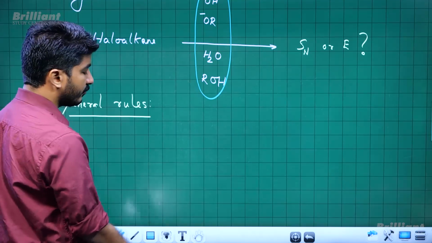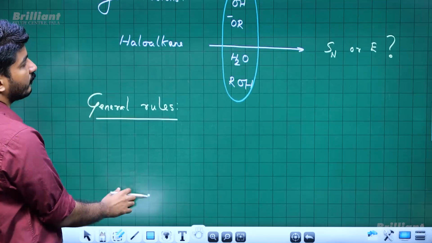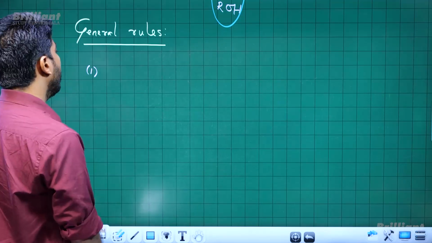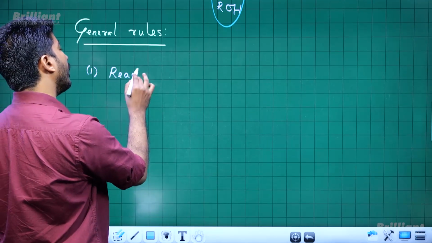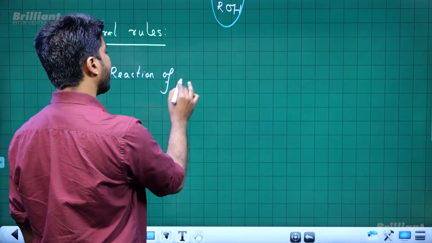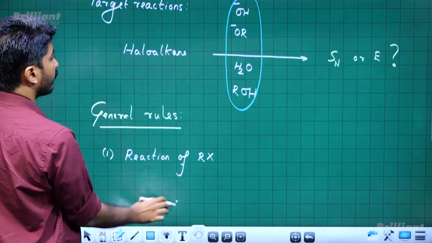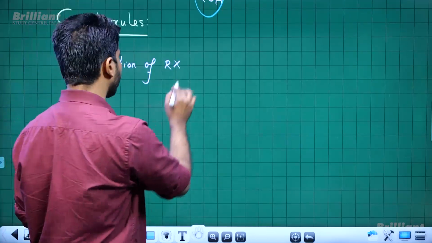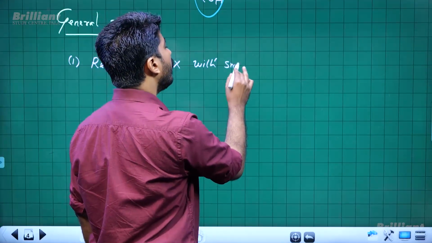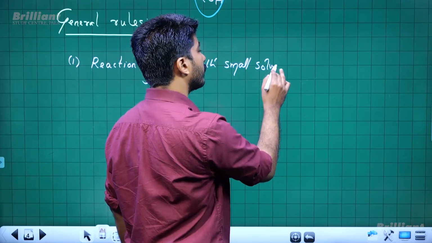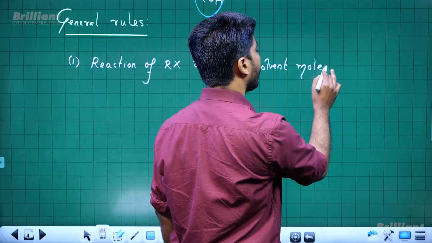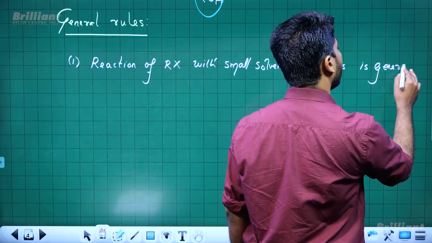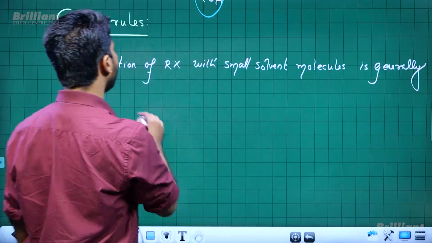Let's list down some general rules regarding these reactions. First of all, the reaction of haloalkanes. Haloalkane, let's denote RX. The reaction of RX with small solvent molecules is generally nucleophilic substitution.